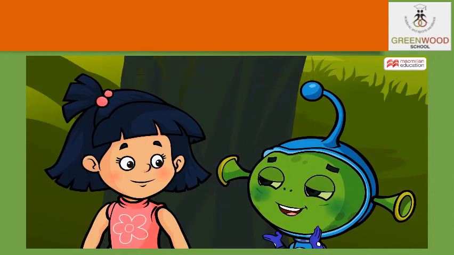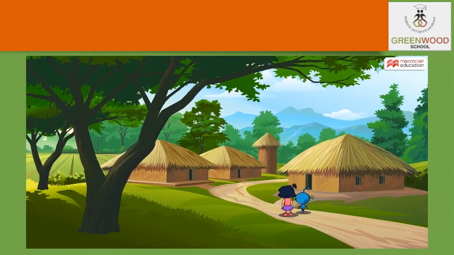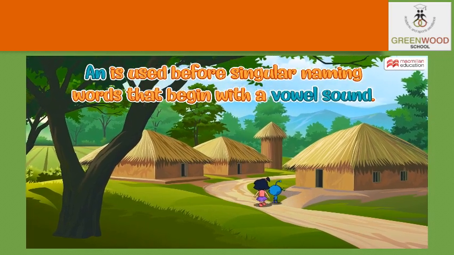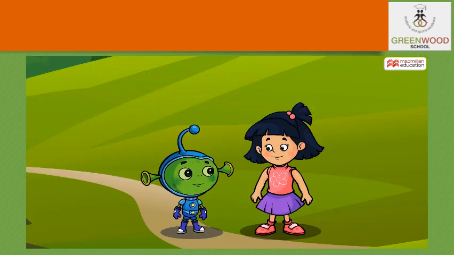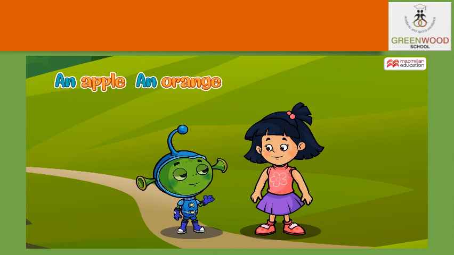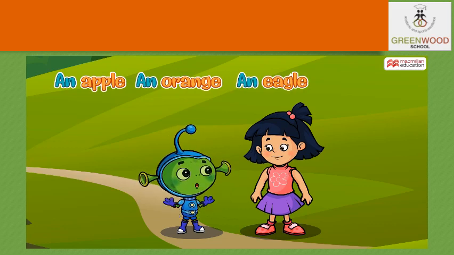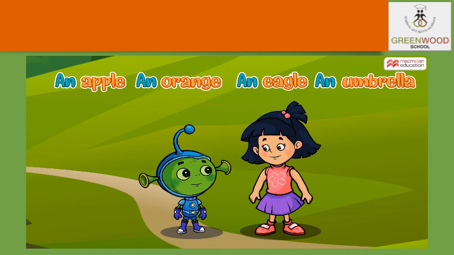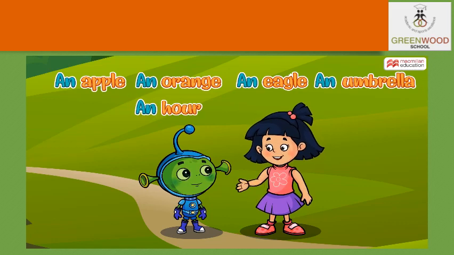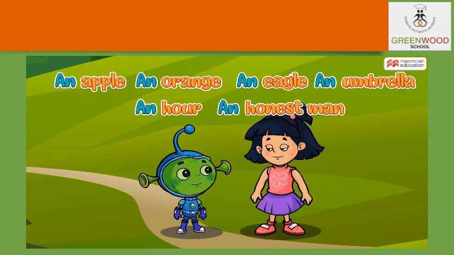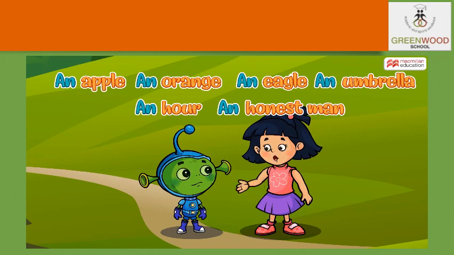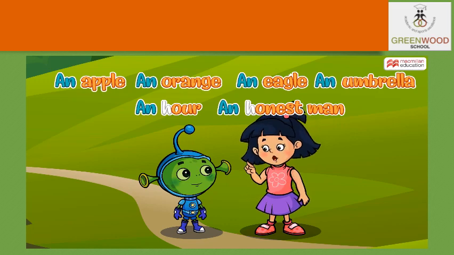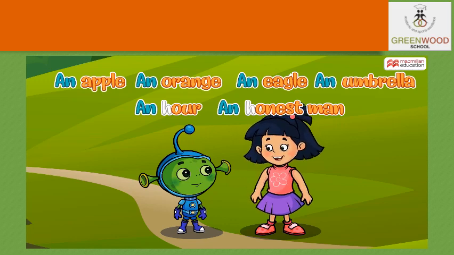Tell me about the article an. Well, the article an is used before singular naming words that begin with a vowel sound. For example, an apple, an orange, an eagle, and an umbrella. Yes, we also say an hour and an honest man. But why? Because even though these words begin with a consonant, the letter H is silent. So the words begin with a vowel sound, the vowel sound of O.